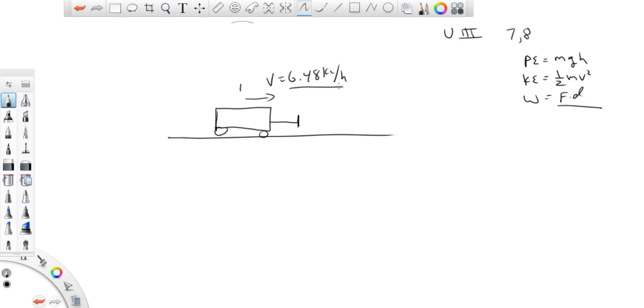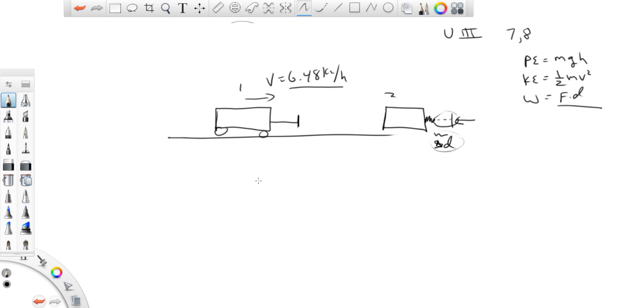And then in position 2, the bumper is crunched, right? And here's where it used to be. And this is the distance that you're going to use for the work term. The force was applied to the bumper basically like this, crumpling it over this distance.